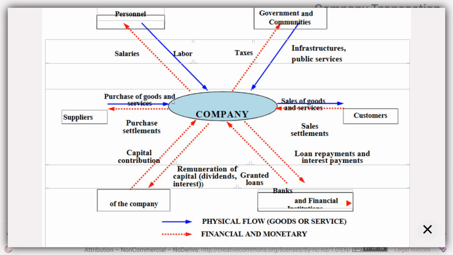So here, as we have seen in the last figure, there are other agents who interact with the company. For example, suppliers can offer goods and raw materials to the company, while financial institutions can grant loans, and other companies can give maybe capital contributions. Here you can see two types of flow: a physical flow with the blue arrow, and a financial or monetary flow with the red arrow.